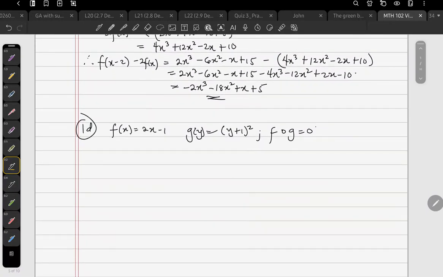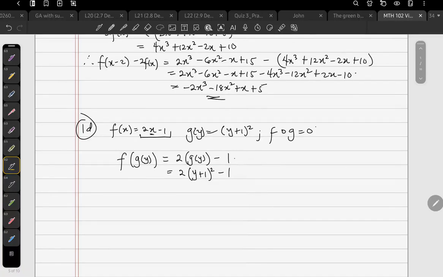So what do we do? We just need to find the composition and equate it to 0. So what is f of g? Okay, so f of g of y. What does it mean? We go to f of x. Anywhere we see x, we replace it with g of y. And that is going to be 2g of y minus 1. You have replaced the x here with g of y. But what is g of y? g of y is y plus 1 squared.